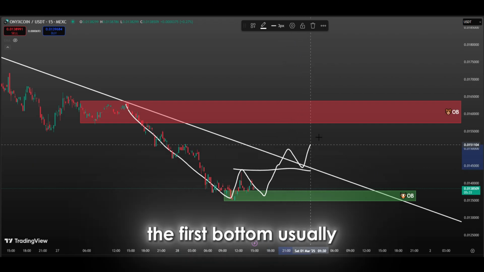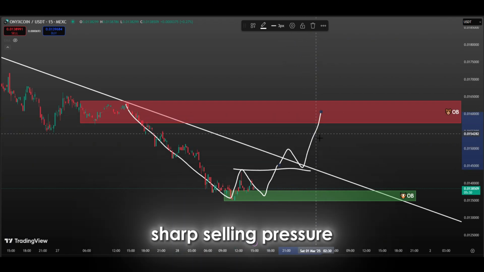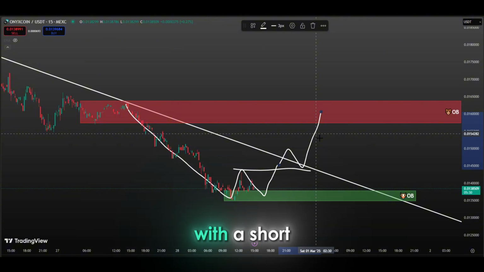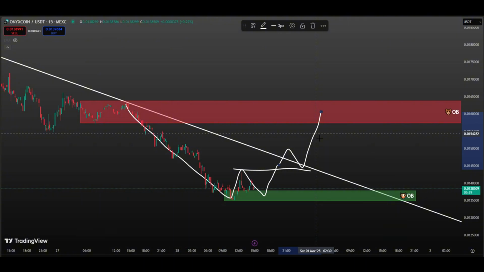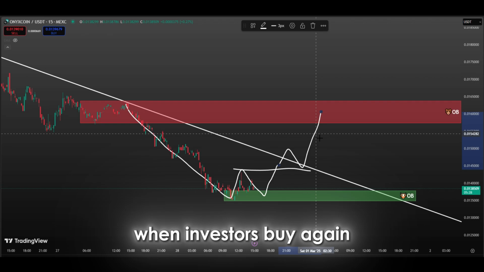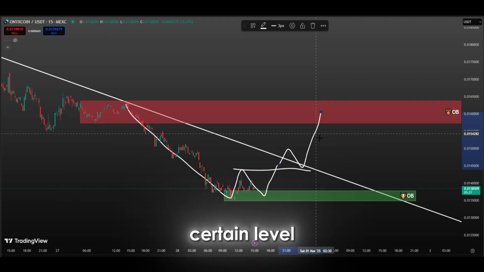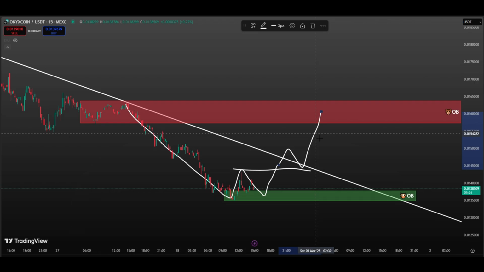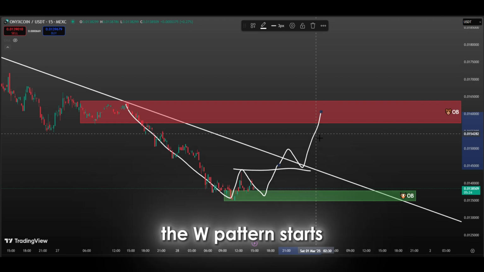The first bottom usually occurs after a sharp selling pressure, where the price reacts to the upside with a short-term rebound. This reaction occurs when investors buy again, and the price rises to a certain level. And now, it has not yet made its second bottom. After it does, it will enter an uptrend, and you can buy when it breaks the neck zone. The target is up to where the W pattern starts.